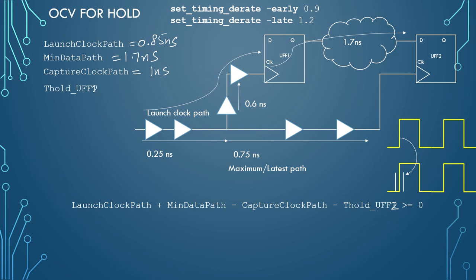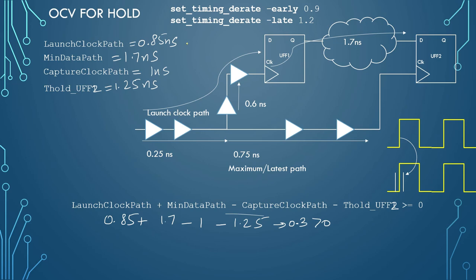And then comes the hold. So this is actually the hold time of the capture flip flop. Let's assume that it is 1.25 nanoseconds. If we put these values in the expression, it will be 0.85 plus min data path, that is 1.7, minus the capture clock path, which is 1, and then minus the hold of 1.25. If we calculate this, it is actually 0.3, that is greater than 0. So it is a valid hold condition as of now.